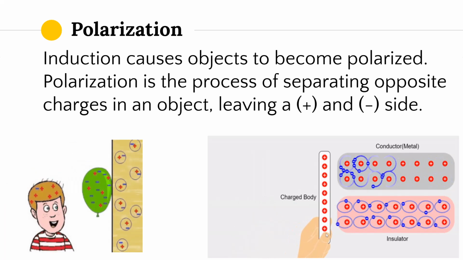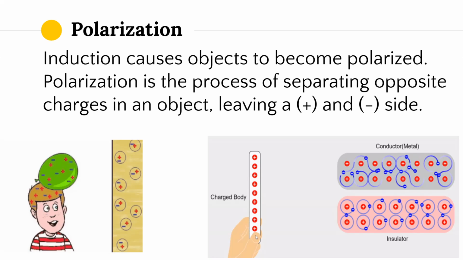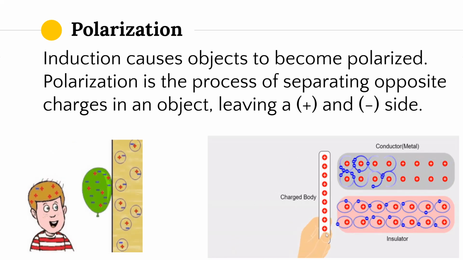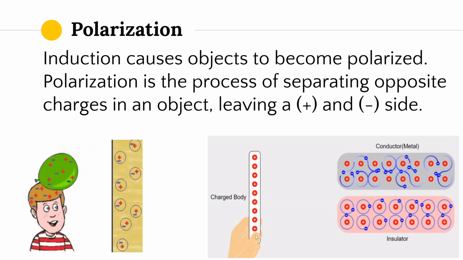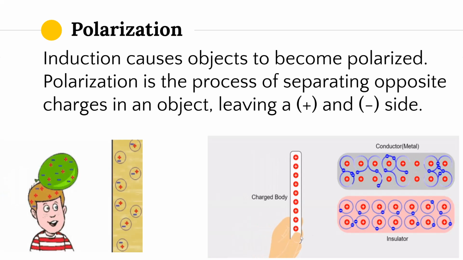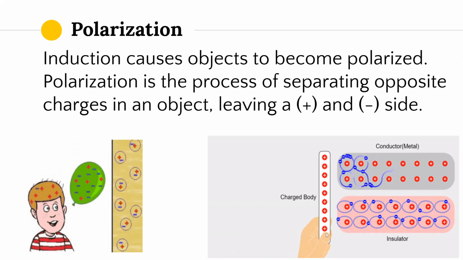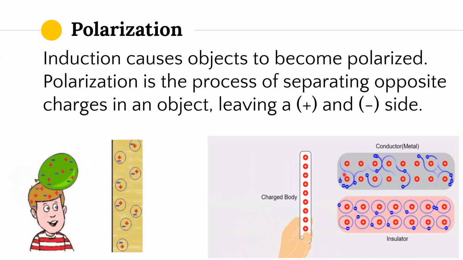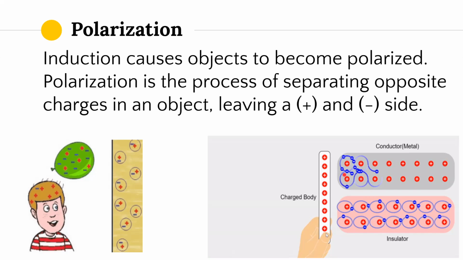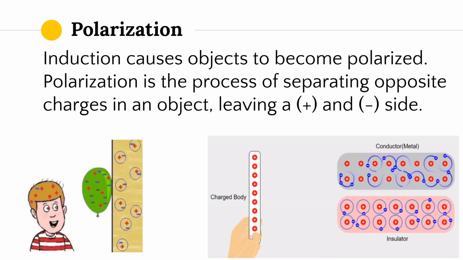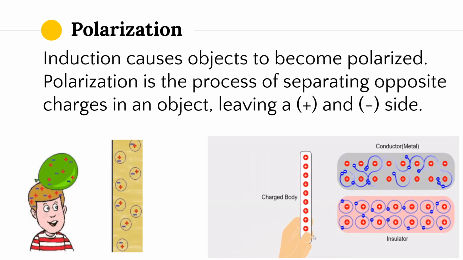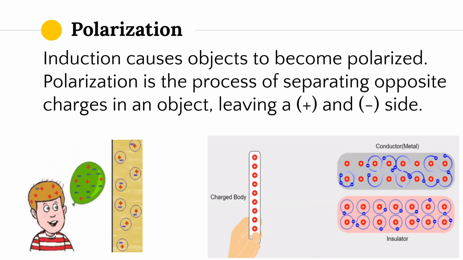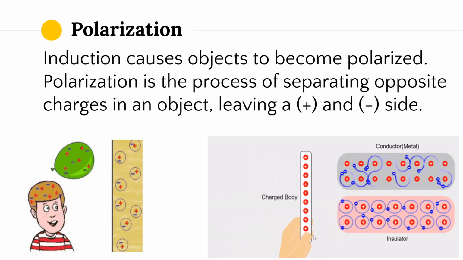But polarization is the process of separating opposite charges in an object, leaving you with a positive side and a negative side, leaving you with poles, a positive pole and a negative pole. And that's what you see in this animation, you end up with this polarization. Now it's temporary, because you move the charged object away, it goes right back to normal. But you can use polarization to create a charge in a material as well, which we'll look at in a second. But it's the first step.